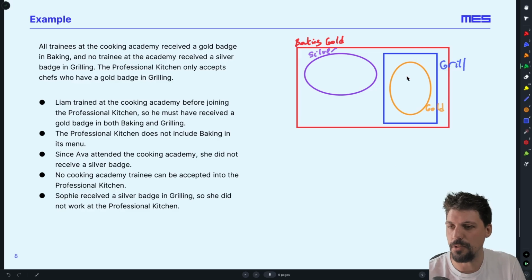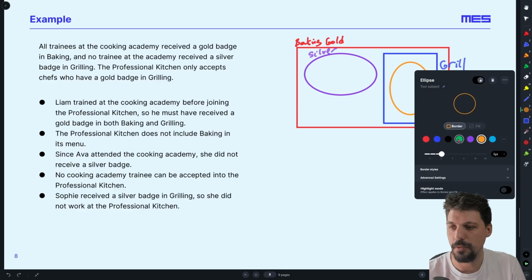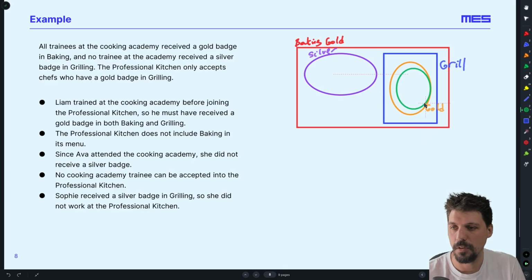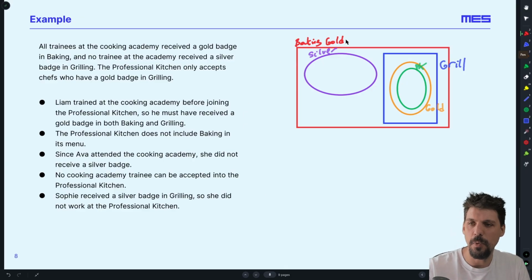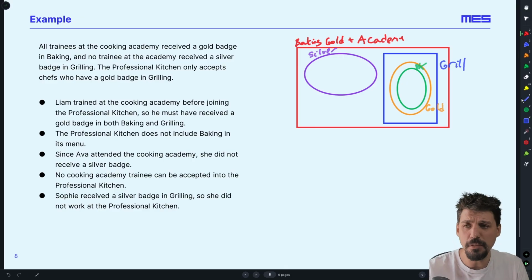So what have we not used yet? We haven't used green yet. So let's do that. Let's go for green. Okay. So that is my professional kitchen. All right, now bear in mind that the professional kitchen could also accept people that didn't go to this cooking academy. All right, but we are also saying that we are looking at everyone here that went to the academy. The kitchen might accept people that didn't go to the academy, but we know nothing about that, so we're going to ignore it.